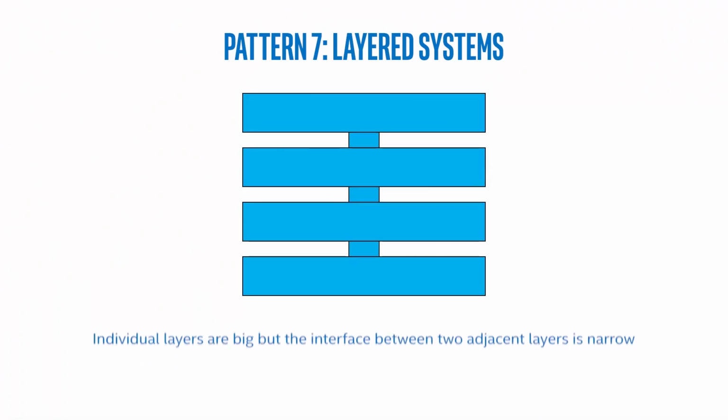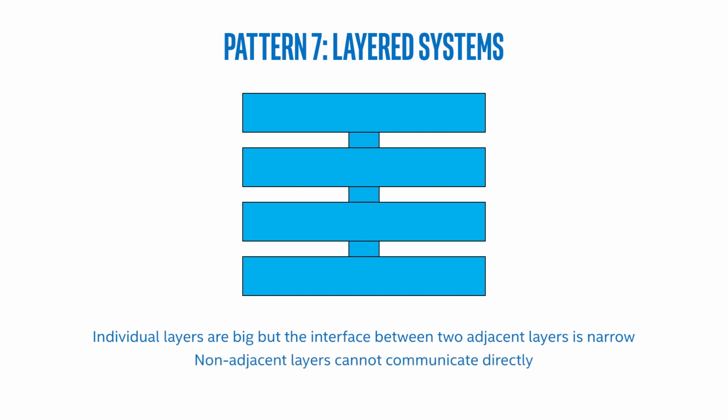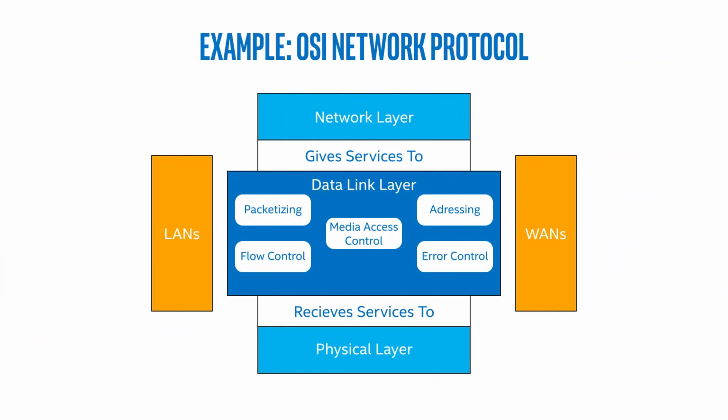A common pattern for structuring systems is layered systems. In a layered system, the individual layers communicate only with paired layers, and non-adjacent layers in the system cannot communicate directly. An example of this is the OSI network protocol. Here we see the physical layer, the data link layer, and the network layer, but the physical layer can only interact with the data link layer. The data link layer separates the network layer and the physical layer, and the network layer only interacts with the data link layer. This allows the details of the implementation of the network layer to be entirely isolated from the details of the physical layer, and then the physical layer can change without having to change the network layer.